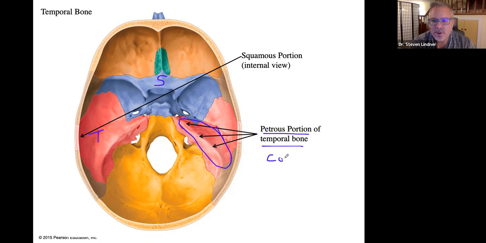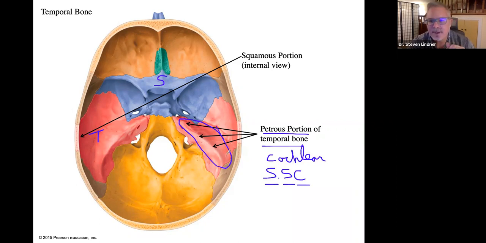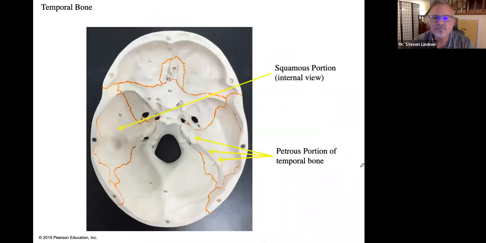Parts called the cochlea and the semicircular canals we'll be able to see there. The semicircular canals sit deep in this petrous portion of the temporal bone. The cochlea deals with hearing, and the semicircular canals deal with balance. So here's the petrous portion of the temporal bone, and then the squamous portion of the temporal bone. Again, these are both the temporal bone.